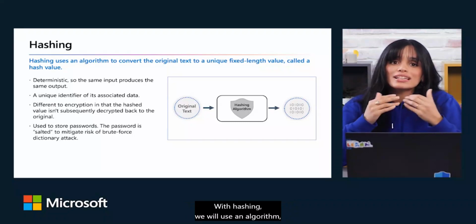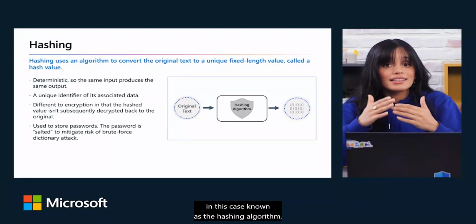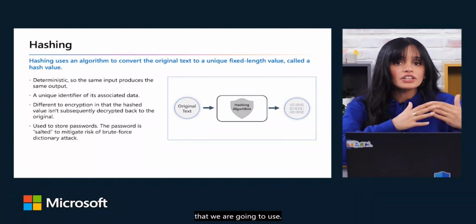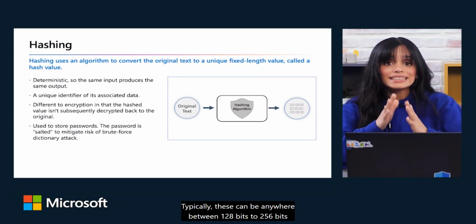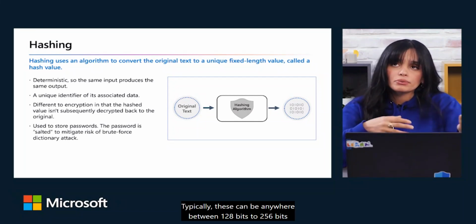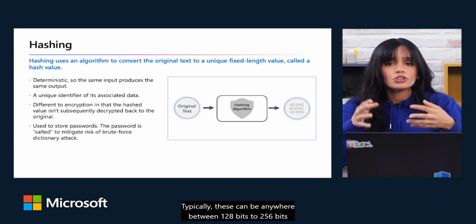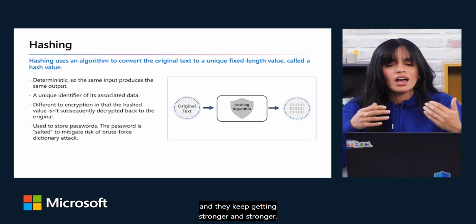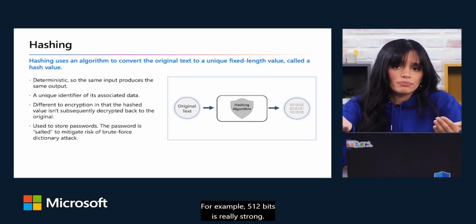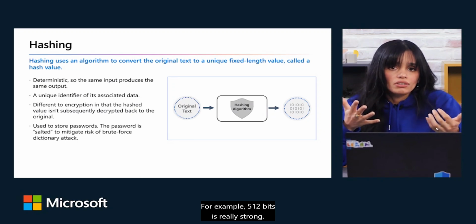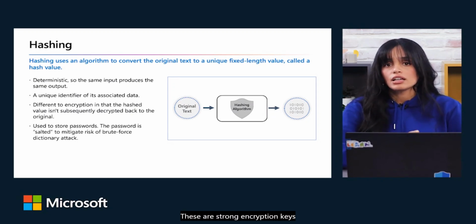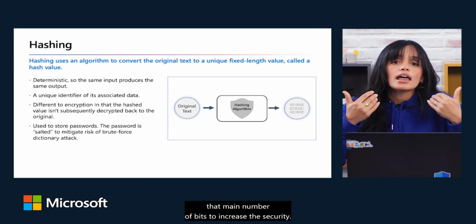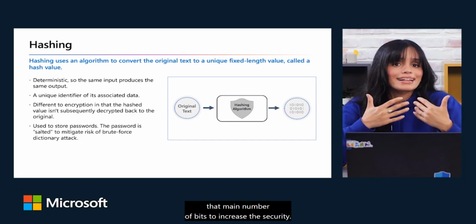With hashing, we will use an algorithm, in this case known as the hashing algorithm, which typically produces a fixed-size output. Typically, these can be anywhere between 128 bits to 256 bits, and they keep getting stronger and stronger. For example, 512 bits is really strong. These are strong algorithms that you can use because they utilize that many bits to increase the security.